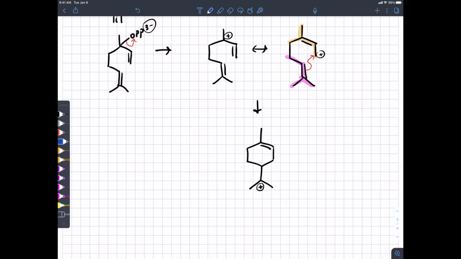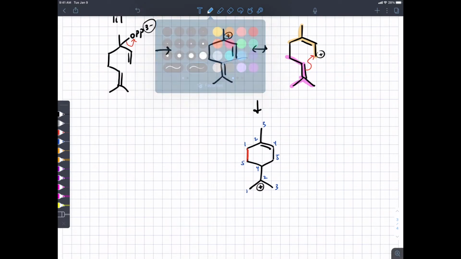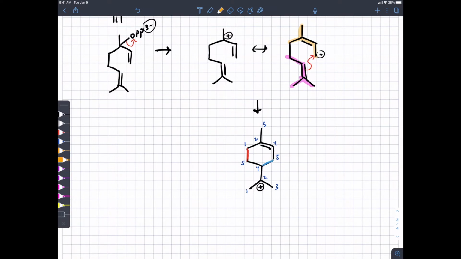So again, 1, 2, 3, 4, 5, bond in from the linear precursor, 1, 2, 3, 4, 5. And then this is our new bond that we just made. And again, I'll highlight the isoprene units.